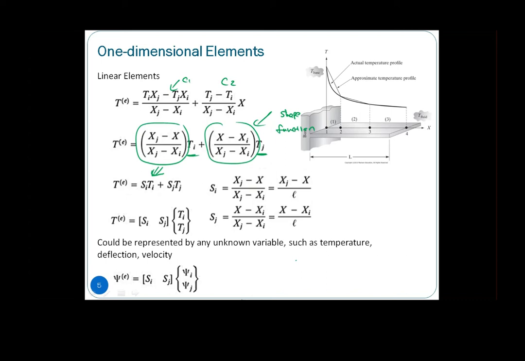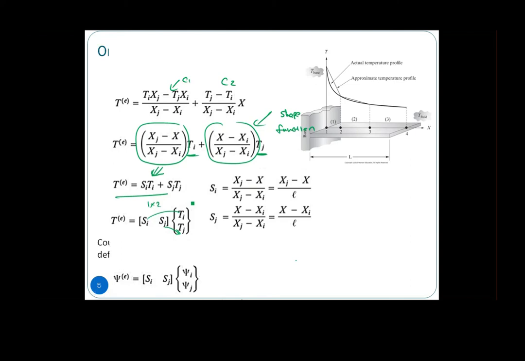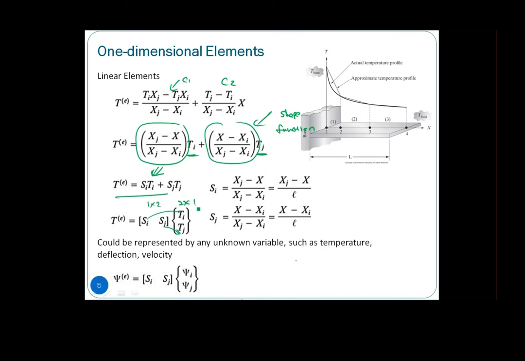In matrix form, if we want to rearrange it, then T element equals Si Ti plus Sj Tj, right? So writing in matrix form, it is the row Si Sj multiplied with the column matrix Ti, Tj. So it is a 1 times 2 matrix multiplied by a 2 times 1 matrix, so we get a 1 times 1 matrix.